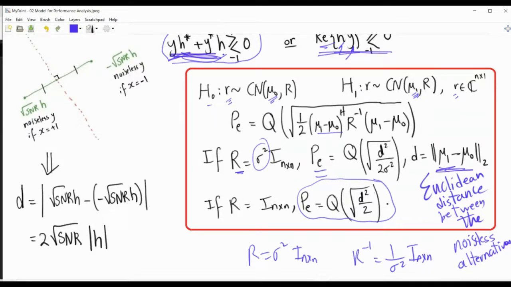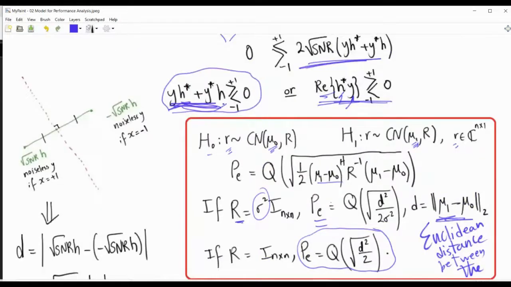So let's put it this way: your focus now, to compute the probability of error, will be the distance. It's sort of a Euclidean distance. That's the advantage of Gaussian noise. It makes the computation of a probability of error like you compute a distance.